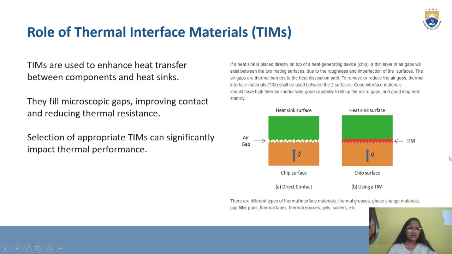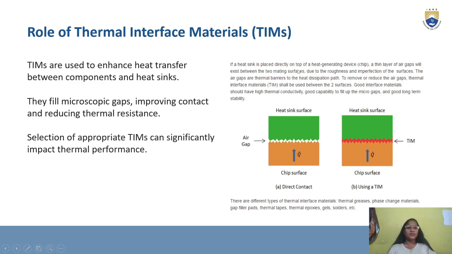If a heat sink is placed directly on top of the heat generating device, which is a chip, a thin layer of air gaps will exist between the two mating surfaces. As we can see here, there is a heat sink surface and a chip surface, and when you place them one on top of one another, there is a thin air gap present over here due to the roughness and imperfection of the surface. Since these are not very smooth and accurate to fit in with one another, there exists some roughness and imperfection. Due to that, an air gap occurs.